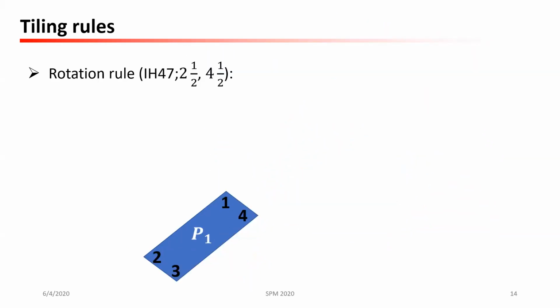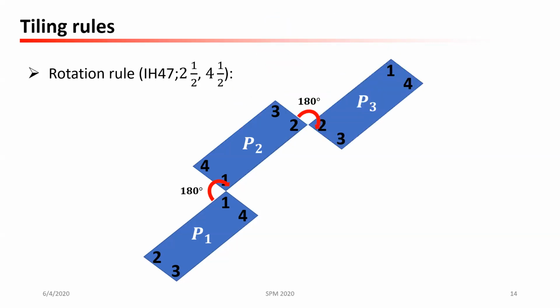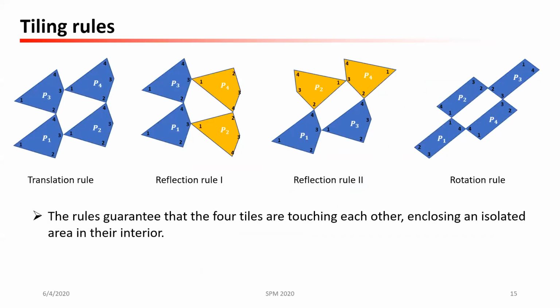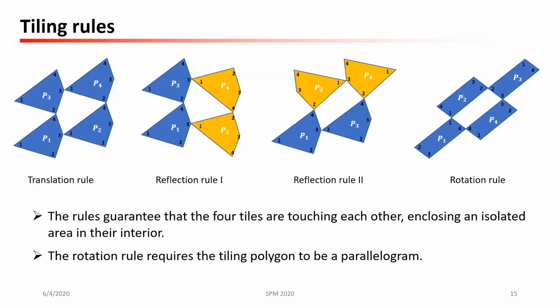The last is the rotation rule. Rotate P1 around its tiling vertex 1 to obtain P2. Rotate P2 around the vertex 2 to obtain P3 and so on. These rules guarantee that the 4 tiles are touching each other, enclosing an isolated area in their interior. And the rotation rule requires the tiling polygon to be a parallelogram.